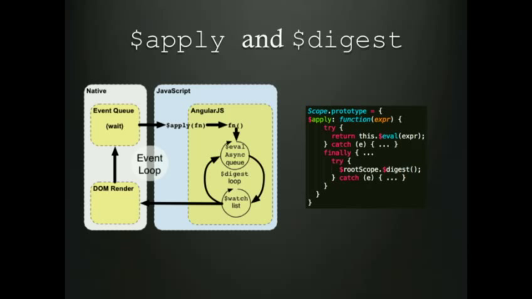If you look here, the apply is going to run a digest. The digest loop here is saying that at the beginning there's an eval async queue. Does anyone here know what that is or know what it does? Because I don't. Me neither. Great.